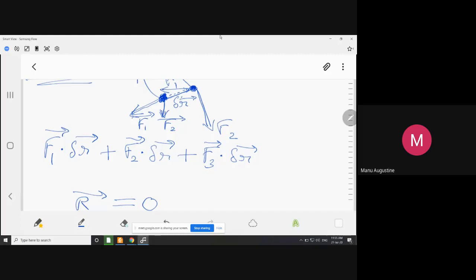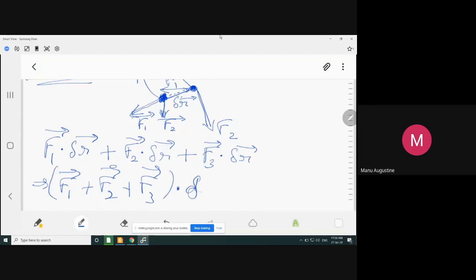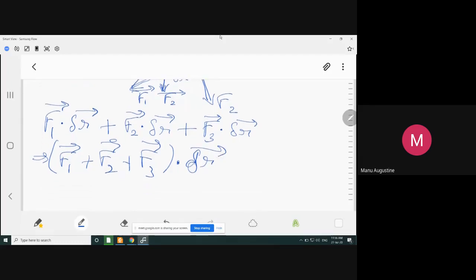Now in order to add them up, we make use of the algebra of dot products, or rather we take advantage of the algebra of dot products, and I can simply write them as F1 vector plus F2 vector plus F3 vector, I take it as common, and the dot product with delta R. I can do this because it follows the commutative law. So using the commutative law, I take F1, F2, F3 as common out of the dot product, keep delta R outside, and put a common dot product between them. Now what is the resultant of F1 plus F2 plus F3?